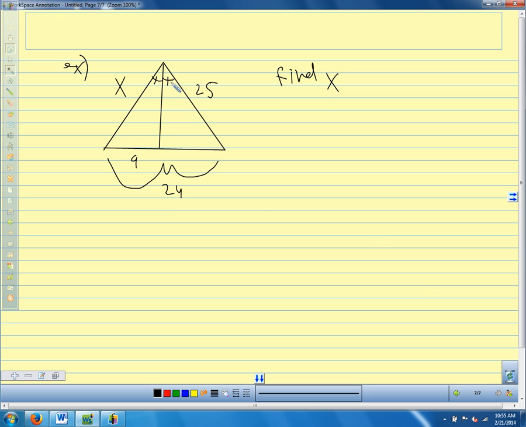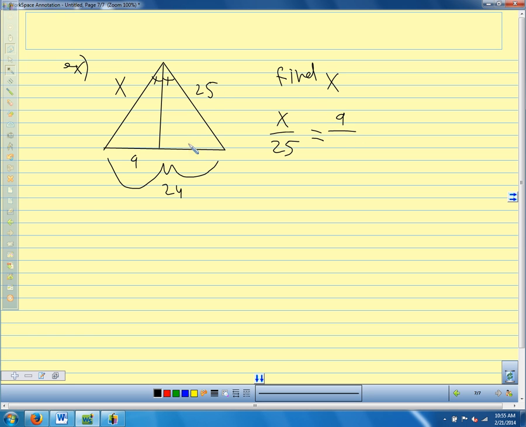So this is our angle bisector. It divides this side into segments that are proportional to these two segments. So I'm going to write my ratio with X. X over 25 equals, and how am I going to write my other ratio? Which one am I going to match up with X? 9. That's the adjacent piece.